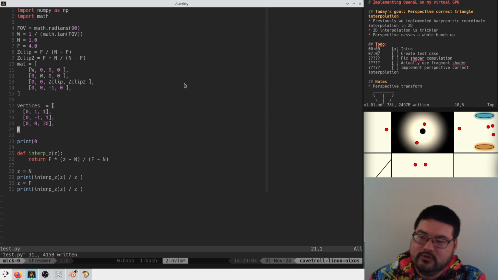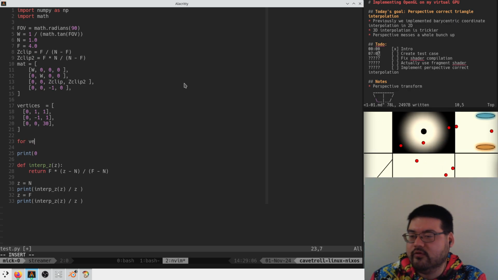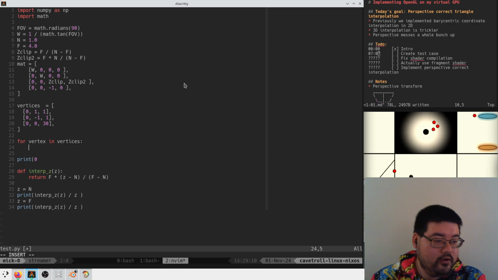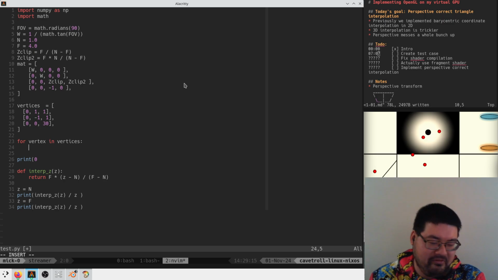So then we can do something like for vertex in vertices. Doesn't matter what makes sense to you, what matters is what's right. They're the same. Shut up.